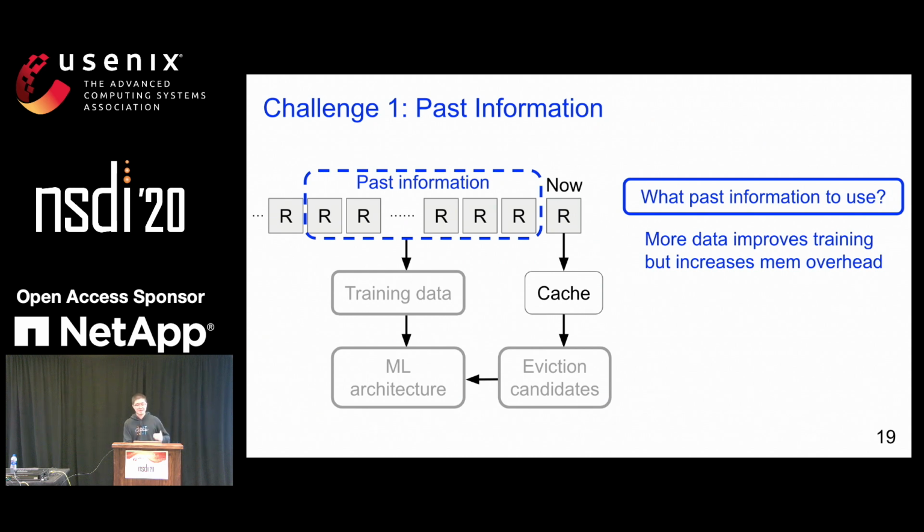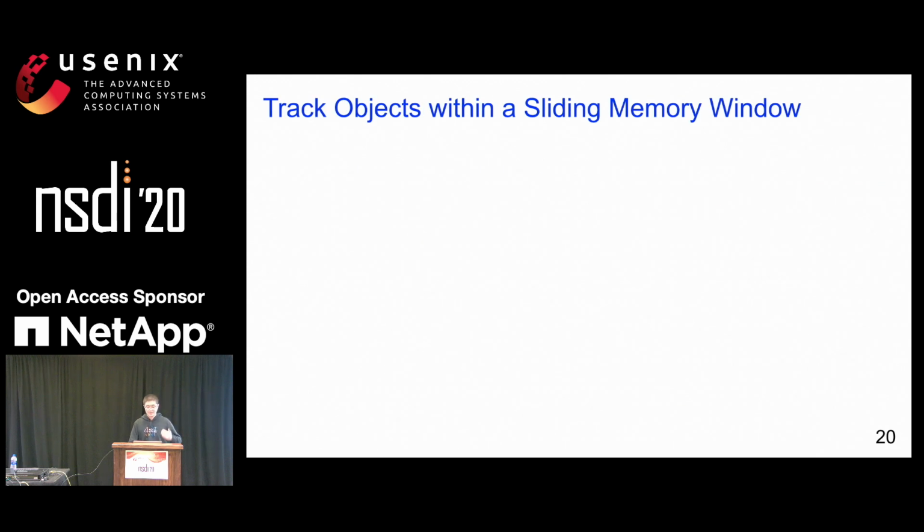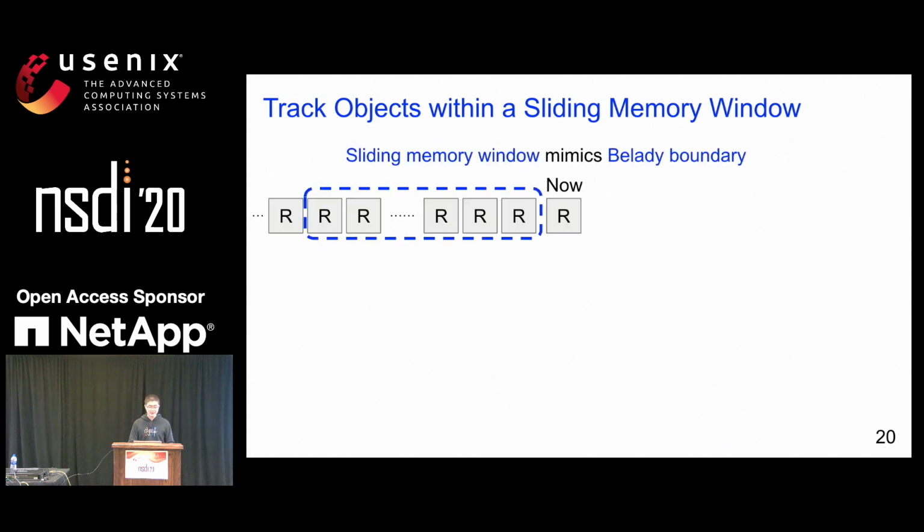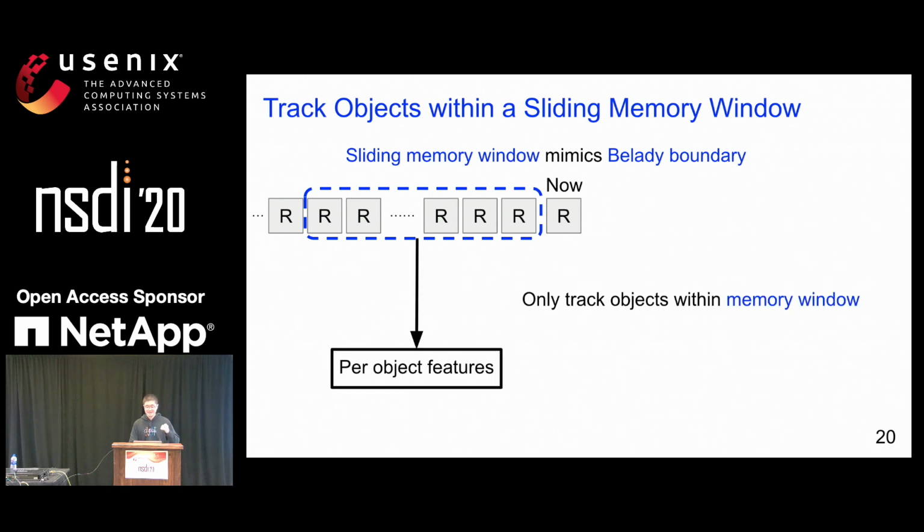Next, let's see how we solve this first challenge. The question is what and how much past information to use to have a better trade-off between the amount of data and the space overhead. We design a sliding memory window which mimics the Belady boundary in Relaxed Belady. And we only track objects in this sliding memory window by storing per-object features for them. Once an object passes this memory window, LRB deletes its features. Such an object would have been evicted by Relaxed Belady a long time ago, so it's not worth tracking. And the memory window size is LRB's main hyperparameter.